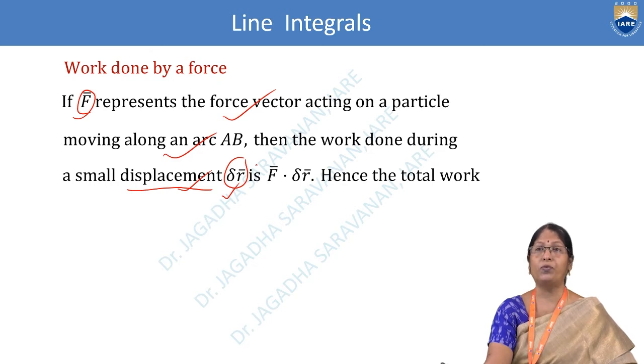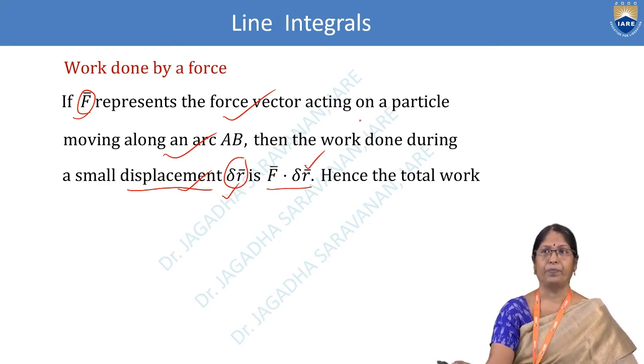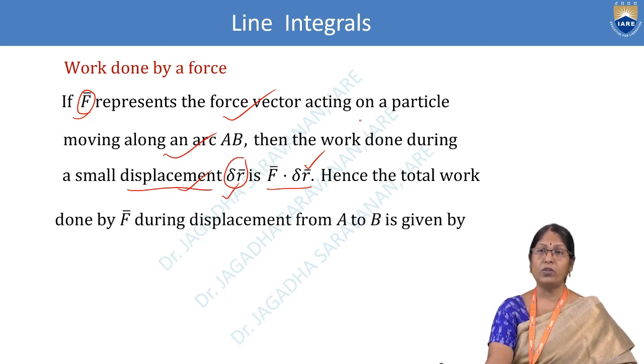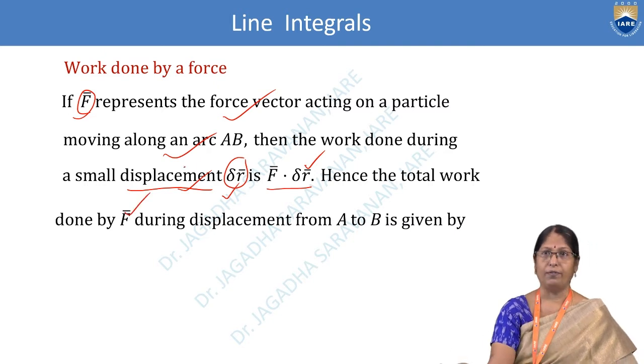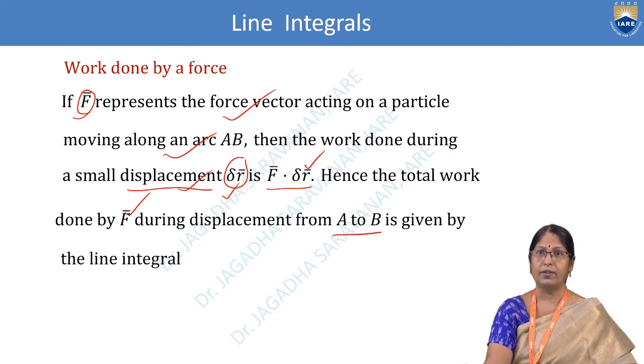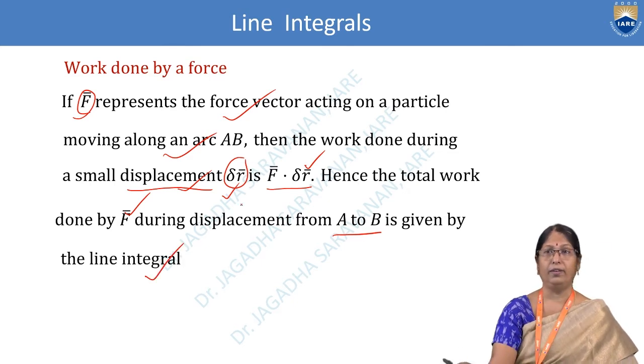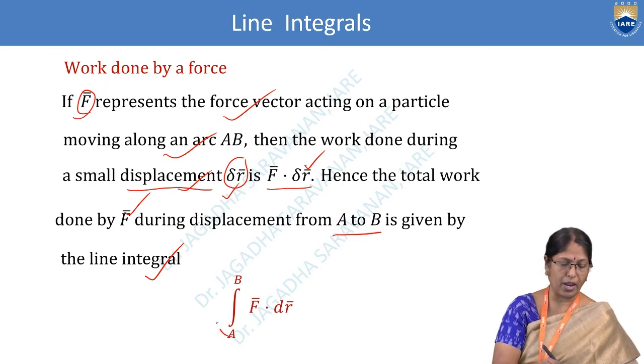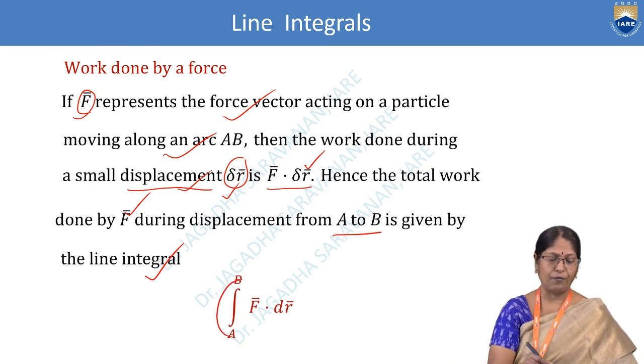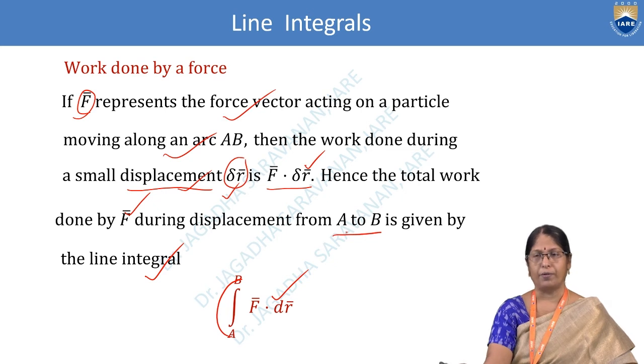Then how much work is done? That is nothing but vector F dot del r. Hence, the total work done by vector F during the displacement from A to B is given by the line integral from A to B of F dot dr.